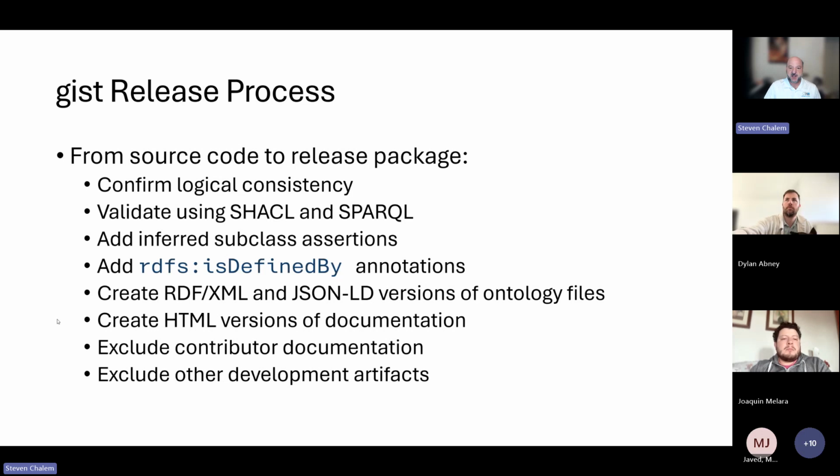I mentioned that we authored GIST in Turtle, but as part of our release process, we create RDF XML versions and JSON-LD versions of everything for people or for tools that work better with those. Our documentation is all authored in Markdown, but as part of our release process, we create HTML versions of all our documentation. And then there are some things that are part of our development process that are not really of use to people who are simply using GIST. When we package up GIST for release, we remove those.